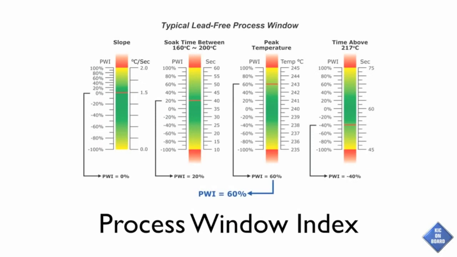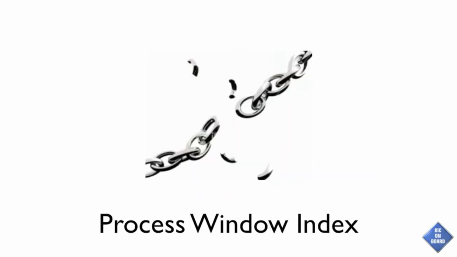Lastly, PWI is not an average. Rather, it is calculated from the worst or highest PWI value. Think about it. If your slope, soak, and reflow are perfect, let's say at the center of your specification or 0% PWI, if your peak is 350% PWI, your process is 350% PWI. Your process is only as good as the weakest variable. Like a chain, it is only as strong as the weakest link.